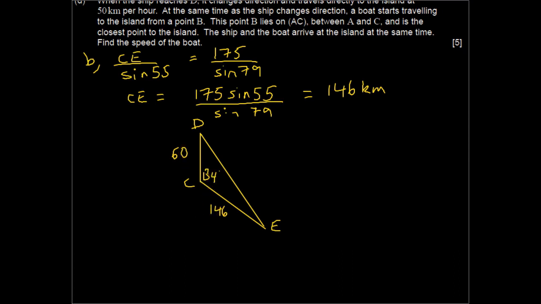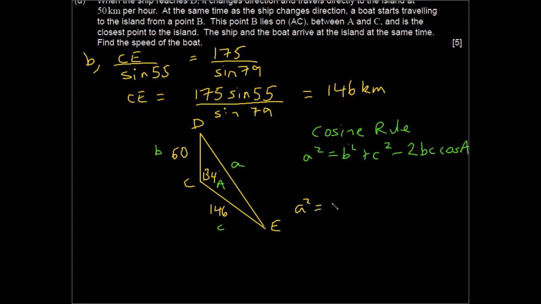So the cosine rule states that a squared is equal to b squared plus c squared minus 2bc cos A. Alright, now b and c are the sides which we know here. A is going to be the side that we want. So as far as this is concerned, this is side a, this can be side b, this can be side c, and this is angle A here. So we would then work out a squared is going to equal 60 squared plus 146 squared minus 2 lots of 146 times by 60 and then times by the cos of 134.